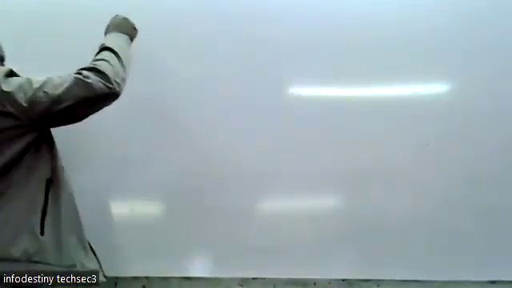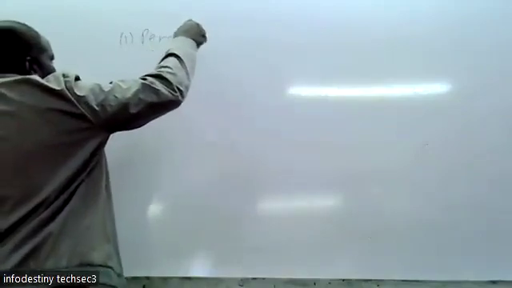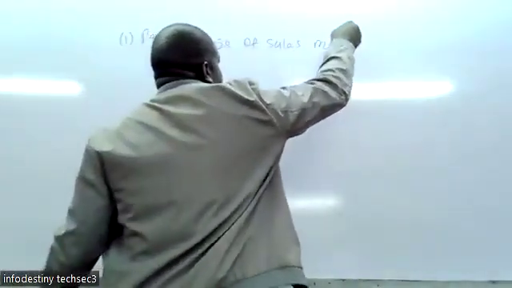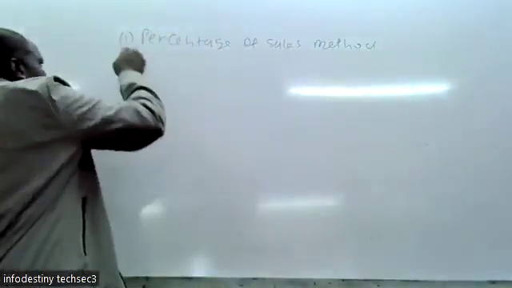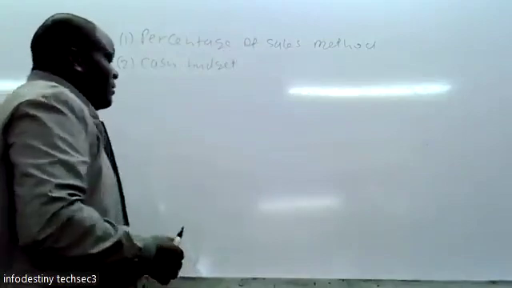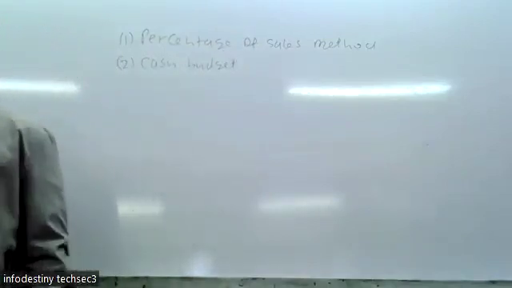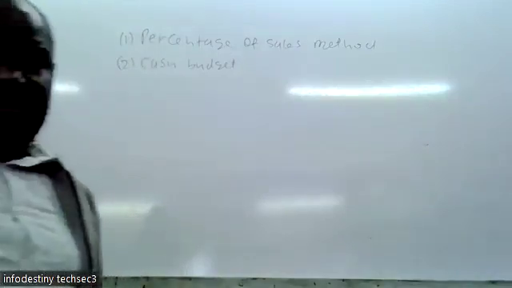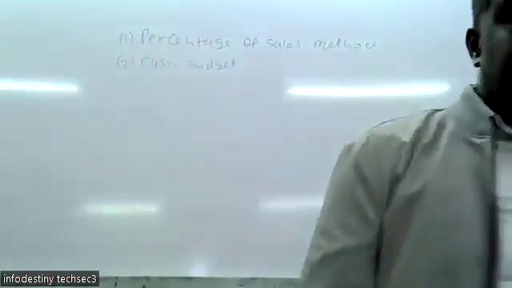So let us now look at the methods of financial forecasting. Number one would be percentage of sales method. The number two will be cash budget. So we start with the first one as percentage of the sales method.